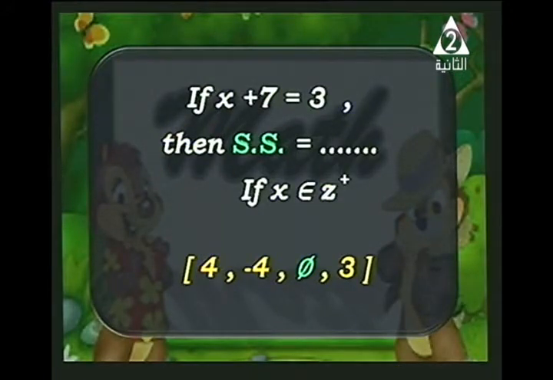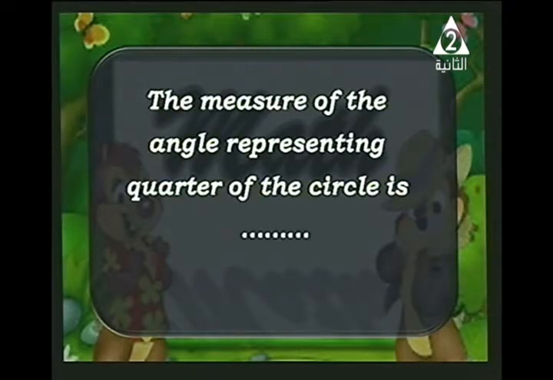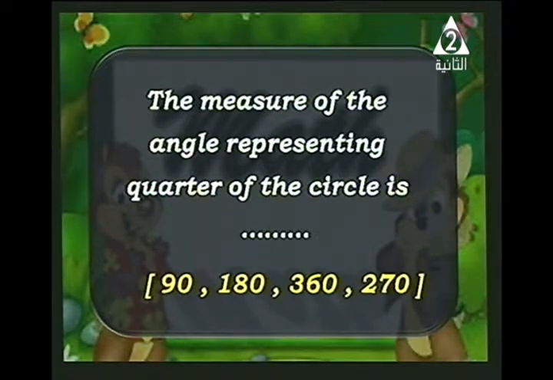Another example, the measure of the angle representing quarter of the circle is what? Is it 90, 180, 360, or 270? Quarter of the circle means 1 over 4 of the circle. So 1 over 4 of 360 gives 90 degrees. Then the measure of the quarter of the circle is 90 degrees.